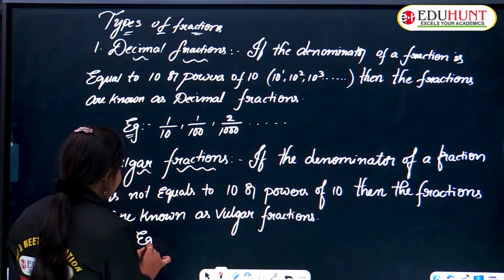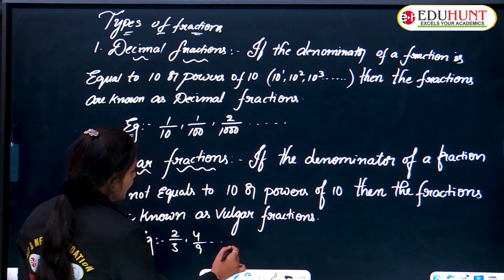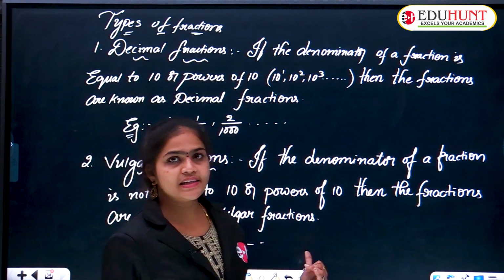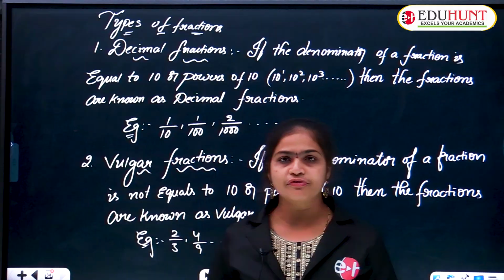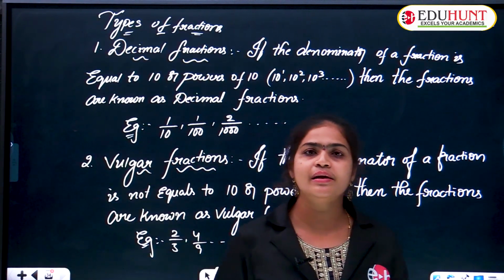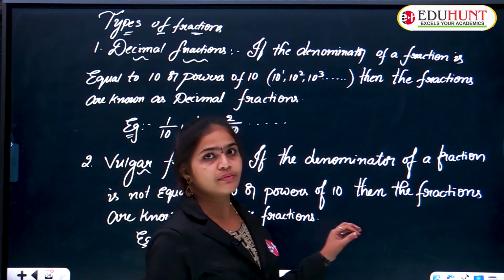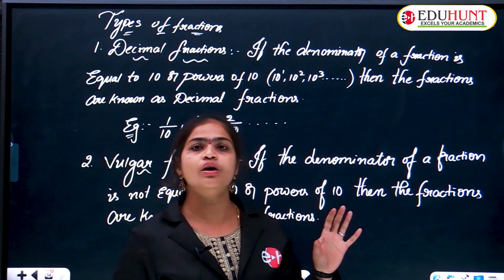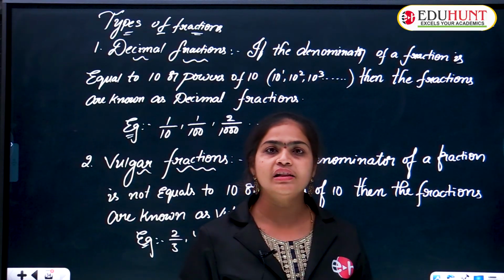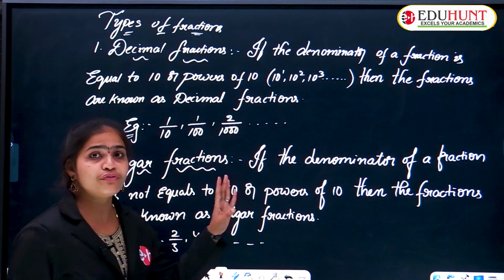Now see the examples: 2 by 3, 4 by 9 and so on. Here the denominators are not equal to 10 or powers of 10. If the denominators are equal to 10 or powers of 10, we call them decimal fractions. But if the denominator is not equal to 10 or powers of 10, we call those fractions vulgar fractions. These are the types of fractions.